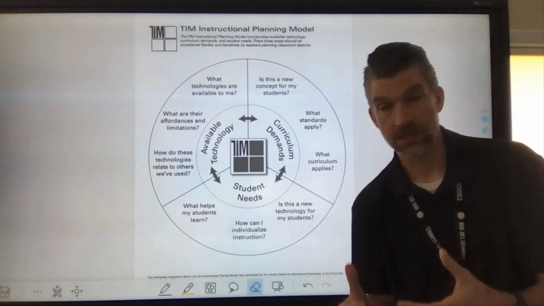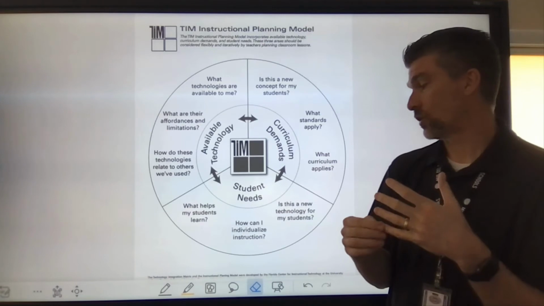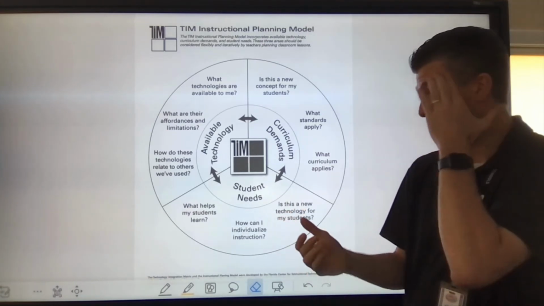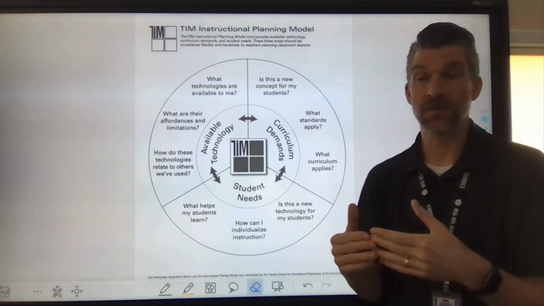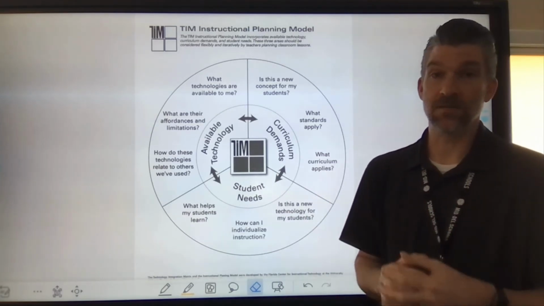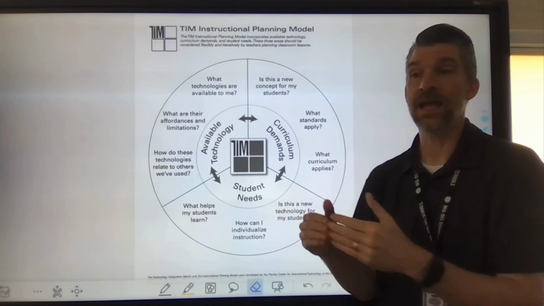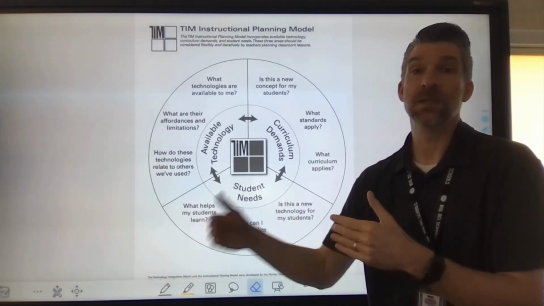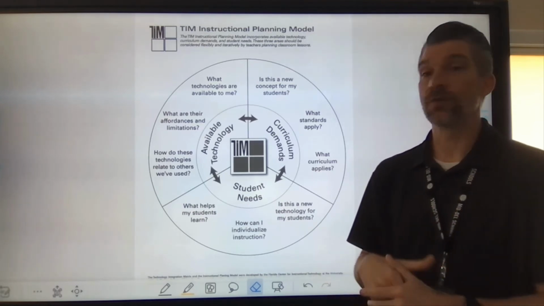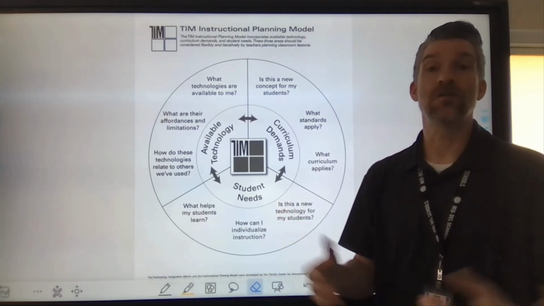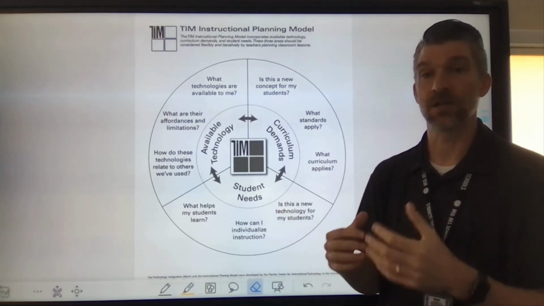Ask those questions. And the reason you want to ask those questions, especially regarding, is this a new technology for my students? There may be some training involved. So for all of us at the beginning of the year, there's training involved. But then as we move through the year, there should be less training unless you're introducing a new technology. So those first few days of class, we're teaching all of our students how to navigate in Canvas, how to click around a little bit.